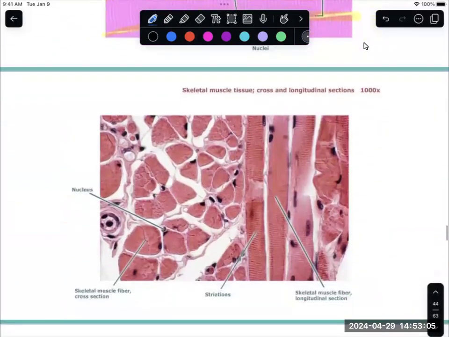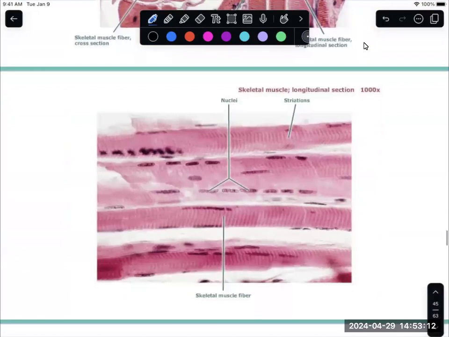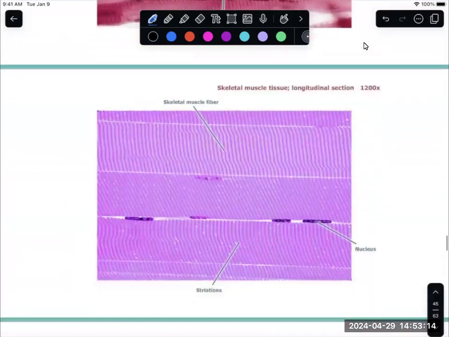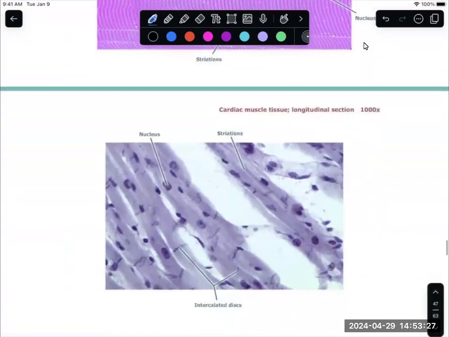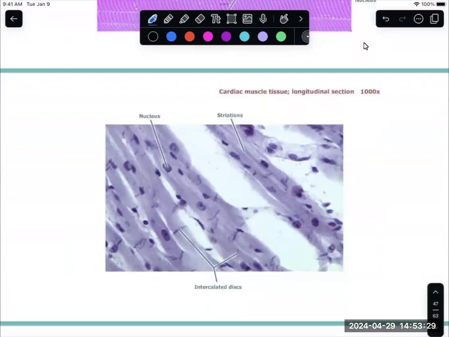Here's just another example of skeletal muscle, so you can see what different skeletal muscle looks like. Again, you can see these long cells with all of those striations, all of those lines traveling throughout the entire tissue. Here we get to cardiac muscle.